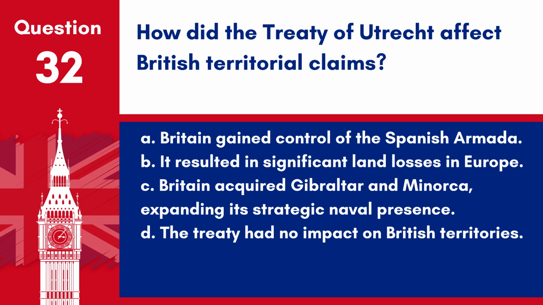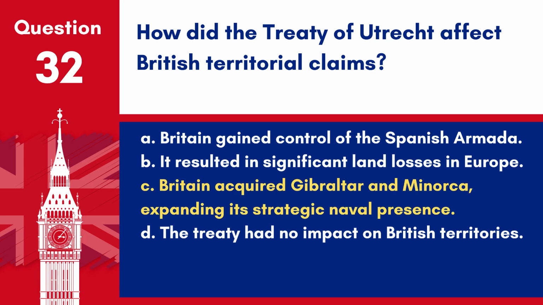A. Britain gained control of the Spanish Armada. B. It resulted in significant land losses in Europe. C. Britain acquired Gibraltar and Minorca, expanding its strategic naval presence. D. The treaty had no impact on British territories.